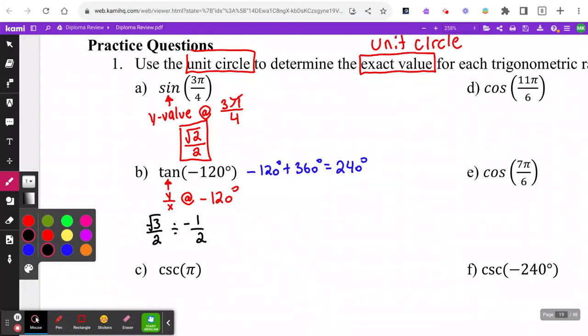You could write it as a fraction over a fraction. I don't got enough space for that. Keep, change, flip. Right, make it multiplication. Flip the second fraction. This is negative root 3 over 2 times negative 2 over 1. The negatives will cancel. The 2's will cancel. It's root 3.